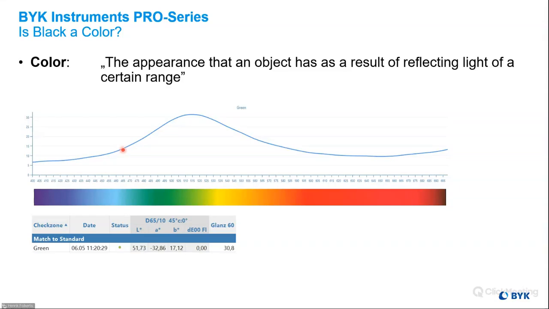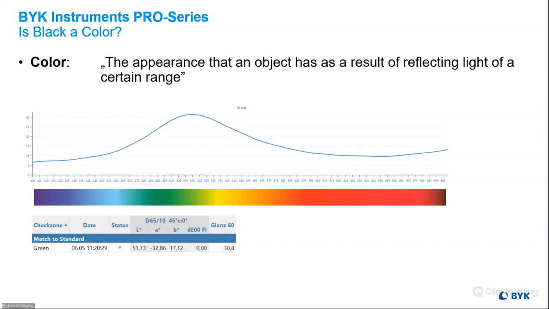In this case, again, the color we see is green because the maximum reflection here in this area is in the according range of the visible light. And as always, the spectral curve is a unique fingerprint of the sample, and out of it, the CIELAB values, like here, are calculated. So in the table, you see the L star value is 51.